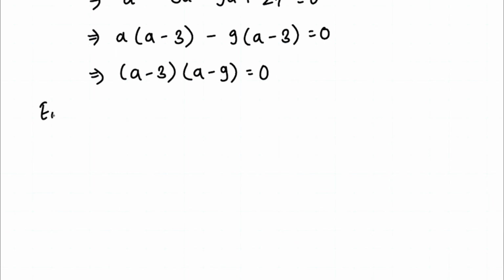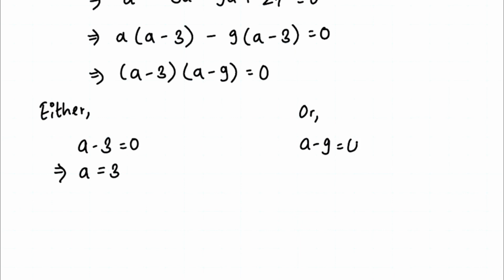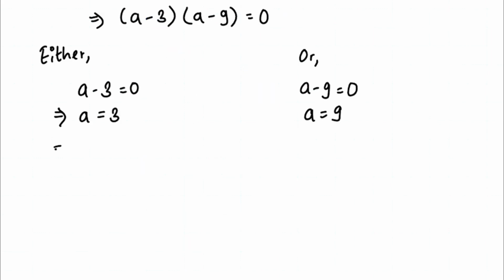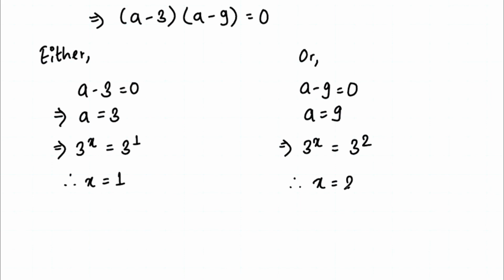Now again doing the either-or thing, right? So we have either a minus 3 equals 0, which implies that a is equal to 3, right? Or we have a minus 9 equals 0, which implies that a is equal to plus 9. And remember that we have our a as 3 to the power x over here. So replacing the a with 3 to the power x, we get 3 to the power x equals 3 to the power 1, and therefore x equals 1. Or we have again like a is our 3 to the power x, right? Equals 9, which is 3 square, therefore x is equal to 2.